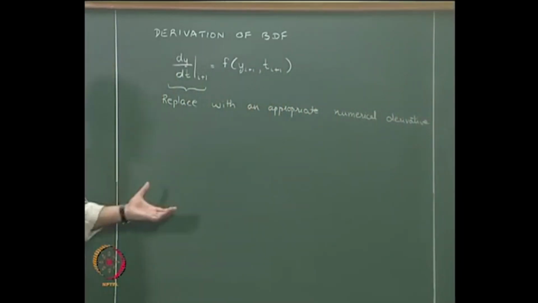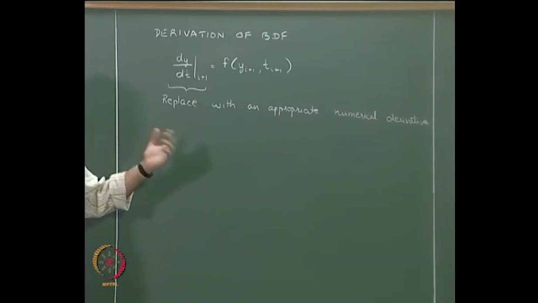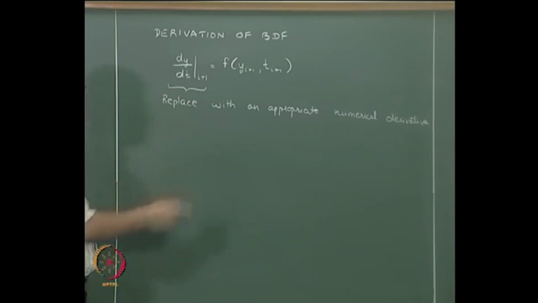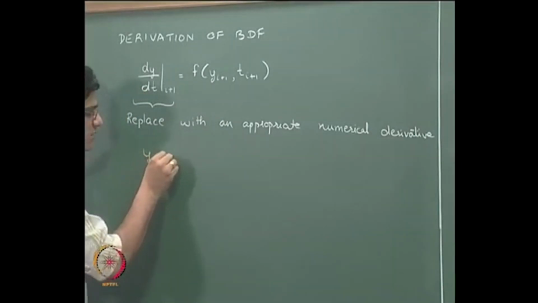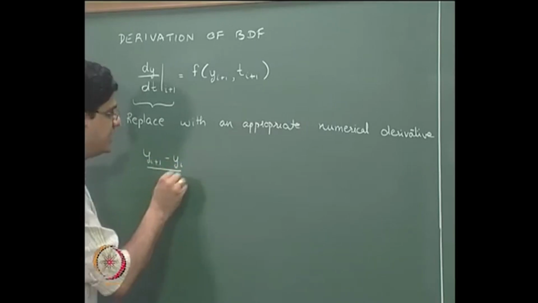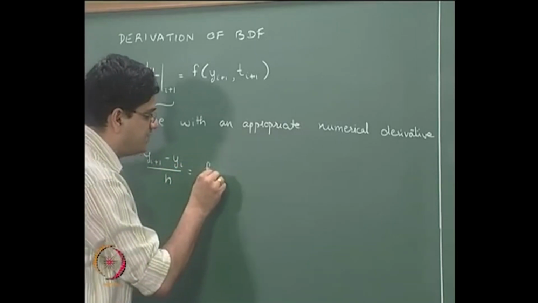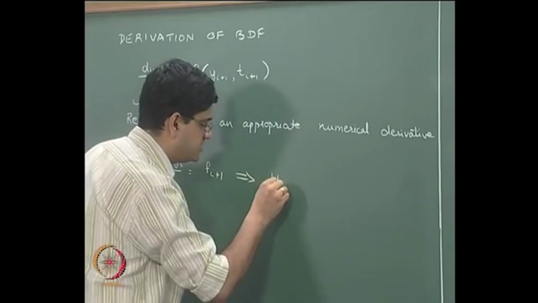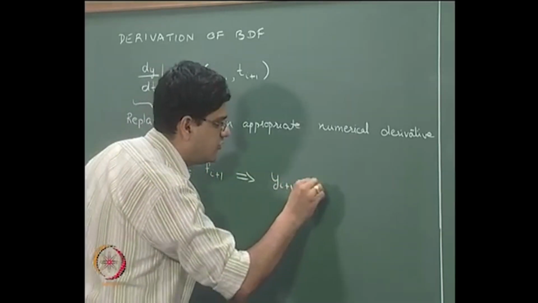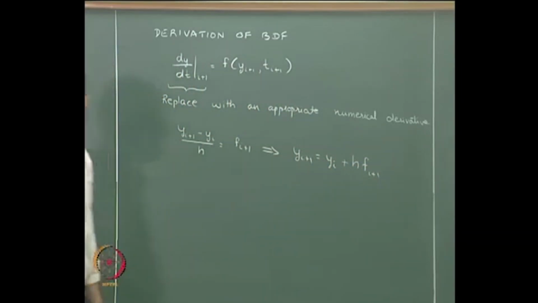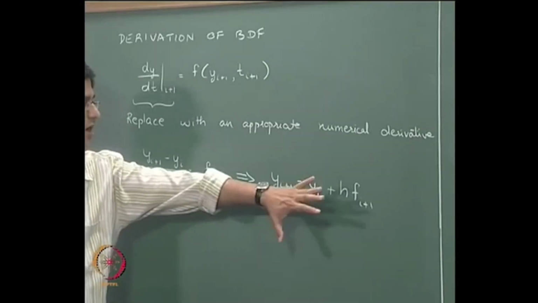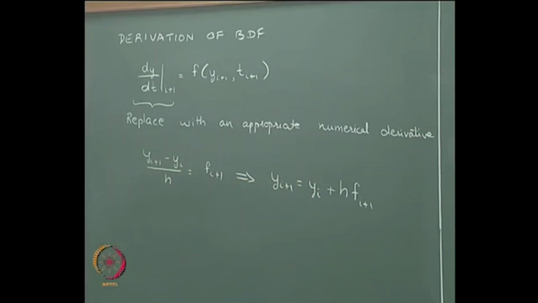The first order backward difference formula, as you might expect, is essentially going to be the implicit Euler's method. If we were to replace this with a first order backward difference formula, it is going to be yi plus 1 minus yi divided by h equal to f i plus 1, which will essentially give us yi plus 1 equal to yi plus h times f of i plus 1. This is nothing but our implicit Euler's method.